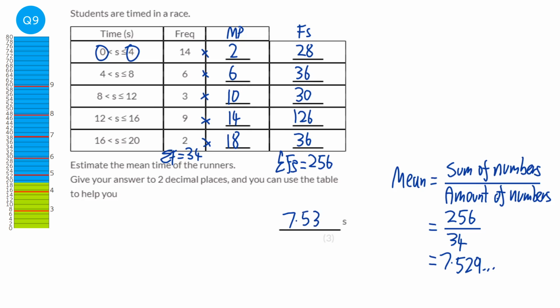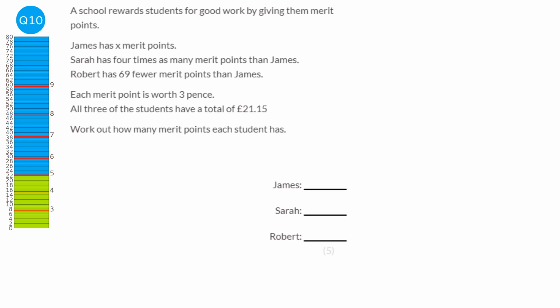7.53. There's a lot going on with this question, so I'm going to start off just having a look at the total amount of money. So I'm going to do this in pence, so 2115 pence.